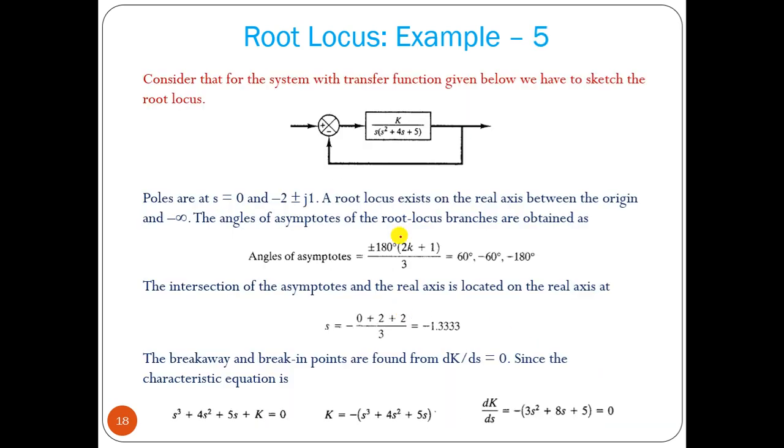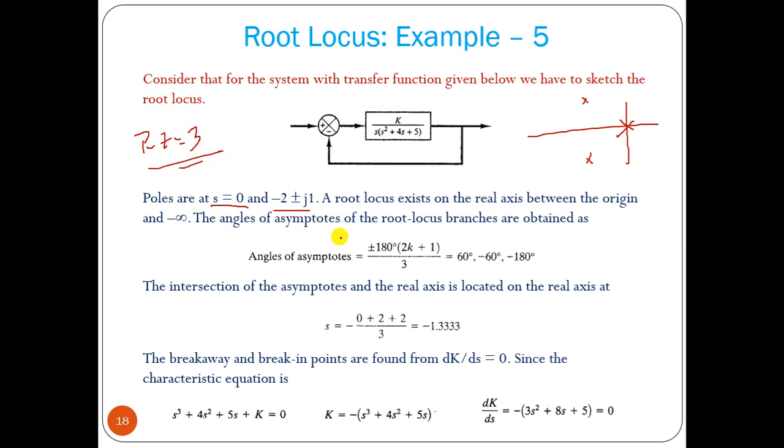Now let us solve another problem. Here also we have a pole at 0 and 2 complex poles. We have a pole at 0 and minus 1 plus or minus j1. So p minus z is equal to 3.